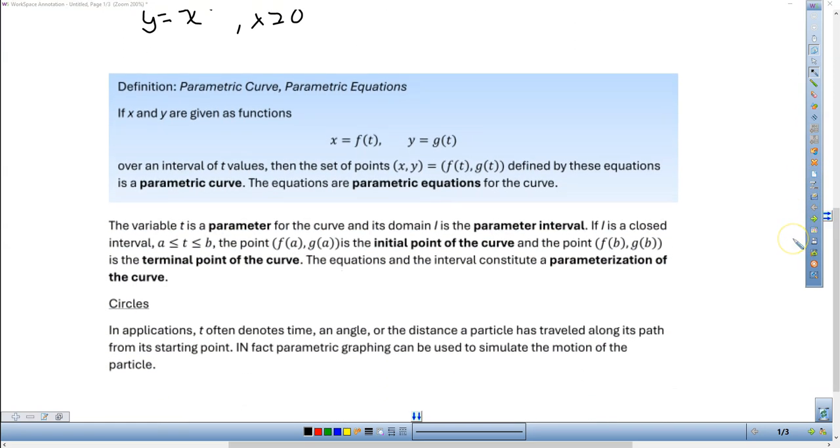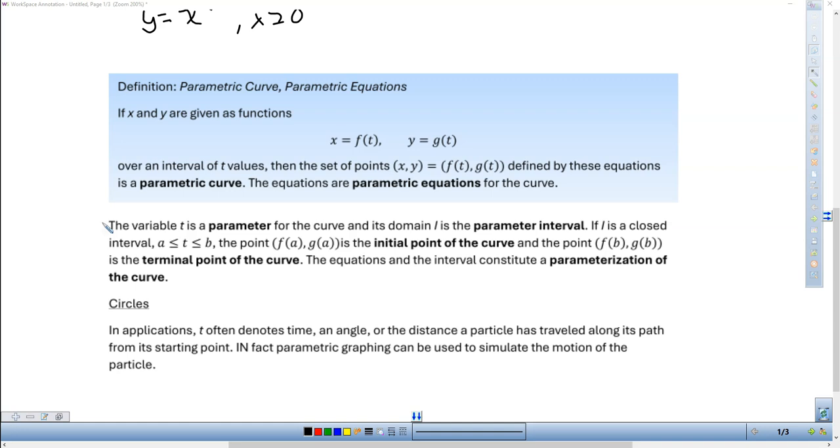All right, and so that's going to get us into the meat of what we're working with today, which is the parametric curve and parametric equations. If we assume that x and y are given as functions, so x is equal to f of t and y is equal to g of t, over an interval of t values, then the set of points (x, y) equal to (f of t, g of t) as our coordinate points, defined by the equations, is, of course, a parametric curve. Now, the equations are parametric equations for that curve.